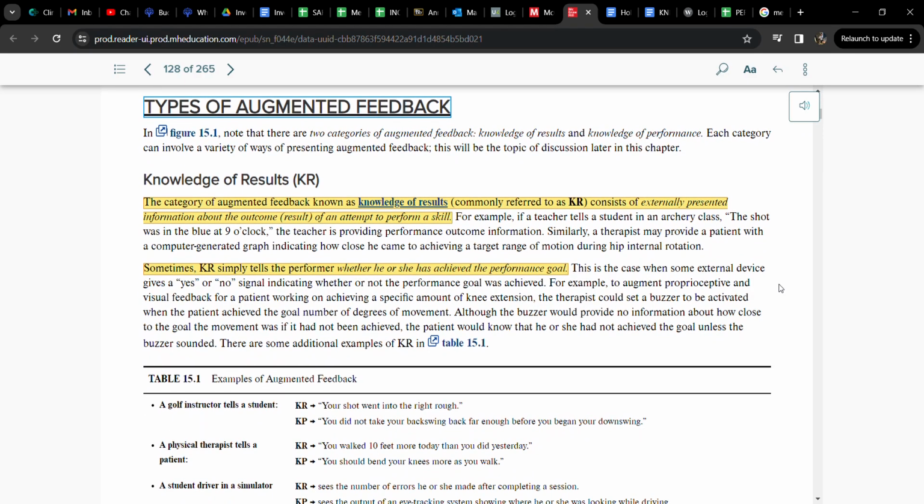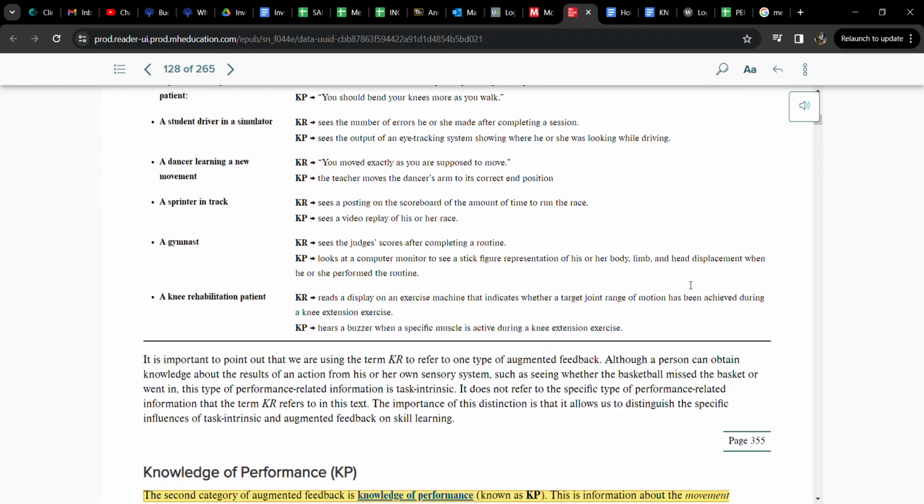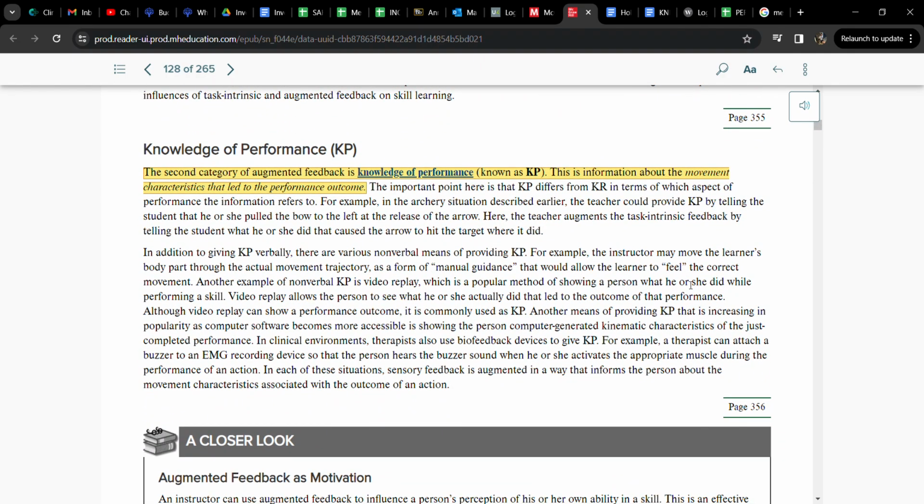The first type of augmented feedback is your knowledge of results. So this is basically telling the performer whether he or she has achieved the performance goal. So it is externally present. That is external feedback that you receive by knowing if you actually achieved the outcome or not. Conversely, we have knowledge of performance. So this is the information about the movement characteristics that led to the outcome. So how did you move that made that outcome become apparent?